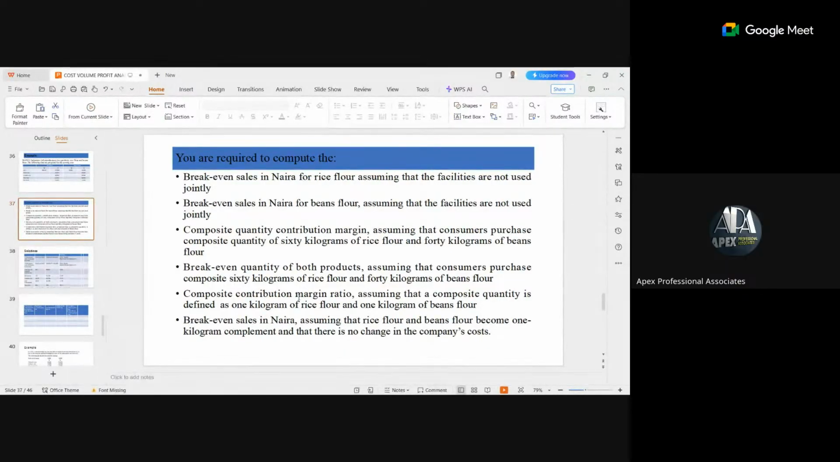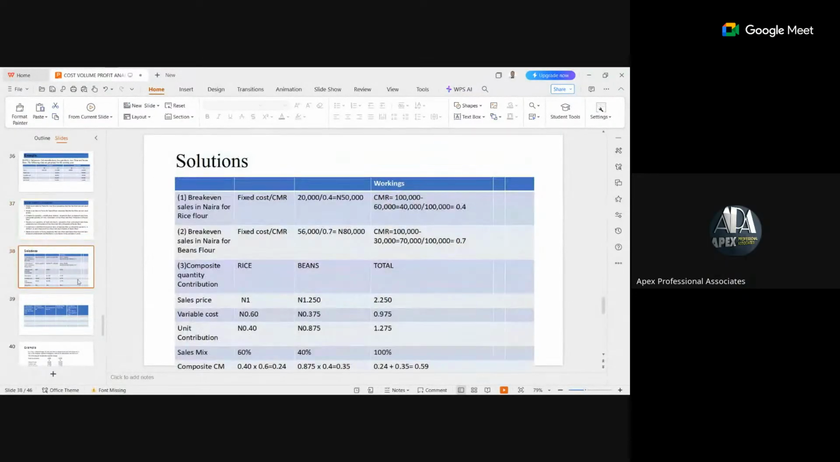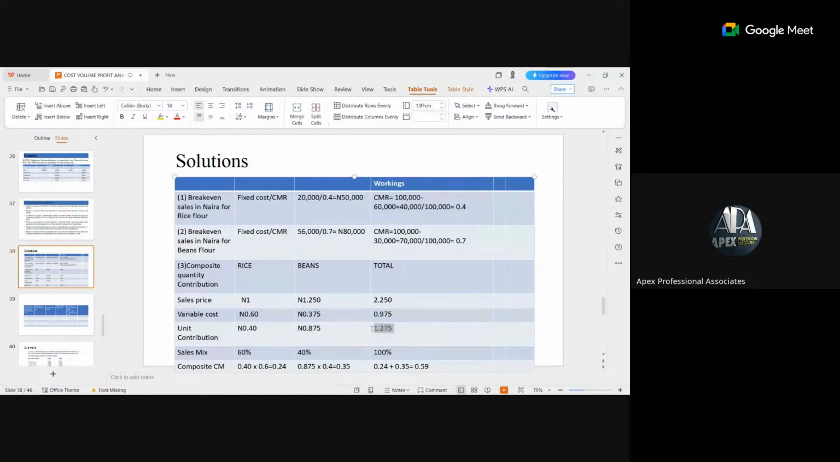For both. How do we determine the contribution margin ratio for both? Now, the total contribution is what? The total contribution is 1.275. The total sales price is what? 2.250. Good.